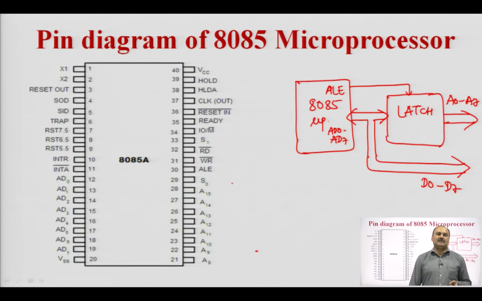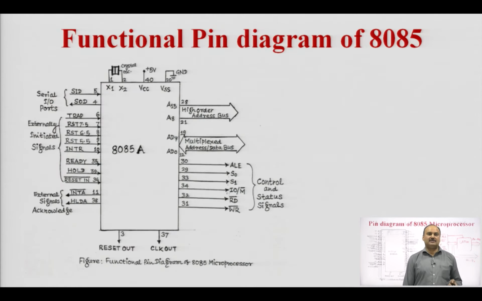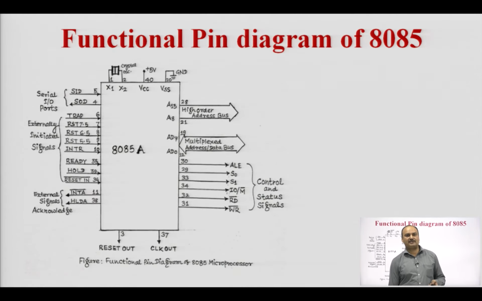The 40 pins of the 8085 microprocessor are divided into different groups according to the operation or function performed by the particular pin. So, let us see the function block diagram or function pin diagram of the 8085 microprocessor. So, this is the function pin diagram. See here, all the 40 pins are divided into different groups.